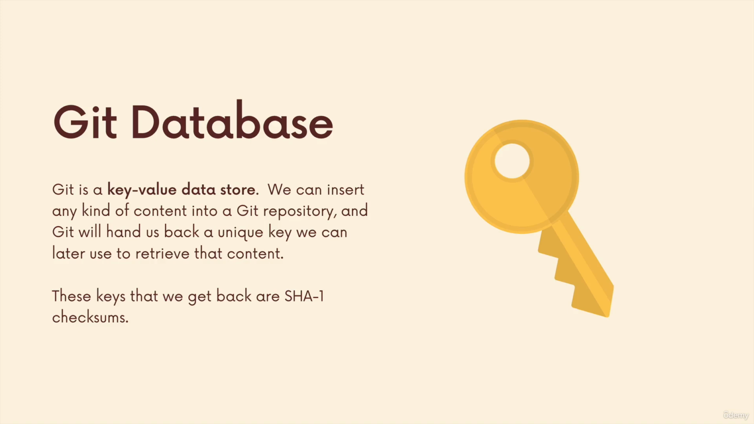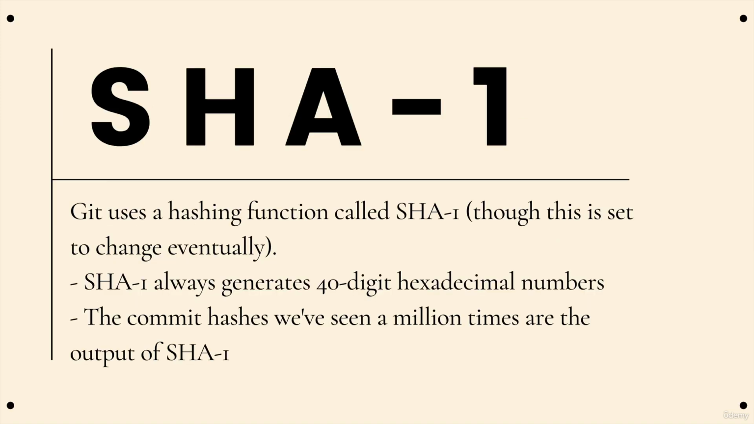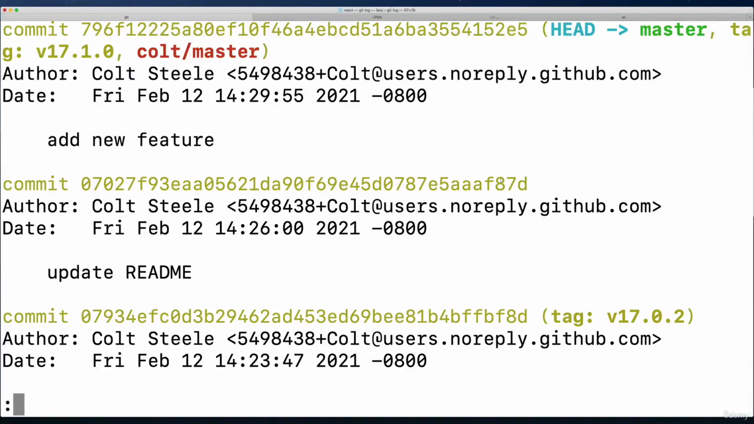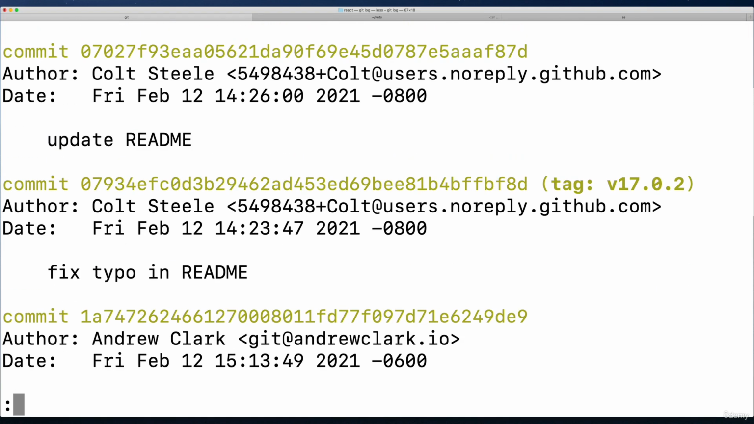Okay, so if you skipped the last video because you know hashing functions, the only thing you missed relevant to Git is that Git uses a specific hashing function called SHA-1. Although this is set to change eventually, it still uses SHA-1. It generates 40-digit hexadecimal numbers, exactly what we've been seeing. This is the output of the SHA-1 algorithm. This is as well. And these are commit hashes, right? 40-digit commit hashes. But Git actually uses SHA-1 in many, many other places, not just to generate commit hashes.